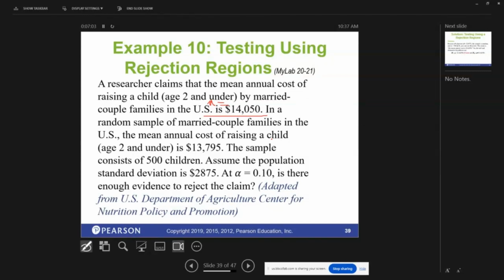$13,795. So that's my X bar. And the sample N is 500. Assume the population standard deviation is 2,875. So there's my standard deviation. And then we're looking at alpha is equal to 0.10. Is there enough evidence to reject the claim?